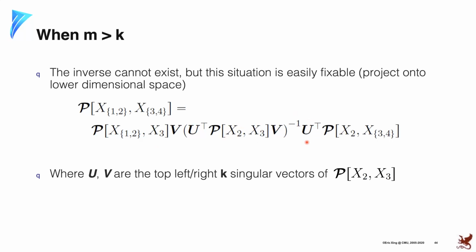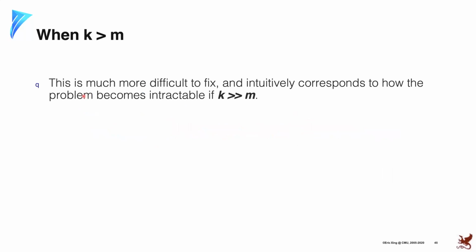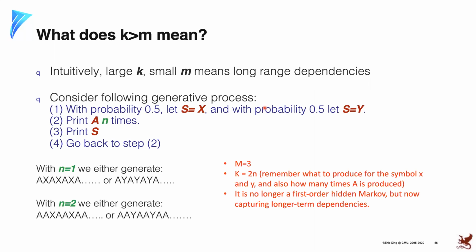But the problem would be very hard to solve if k is greater than m. And intuitively, this seems very strange, right? Why would the number of hidden states be greater than the number of observed variable states? So here's an example to illustrate a situation that we encountered. If we have a large k, the number of states for the hidden variable, and a small m, it means that the variables have very long-range dependencies.